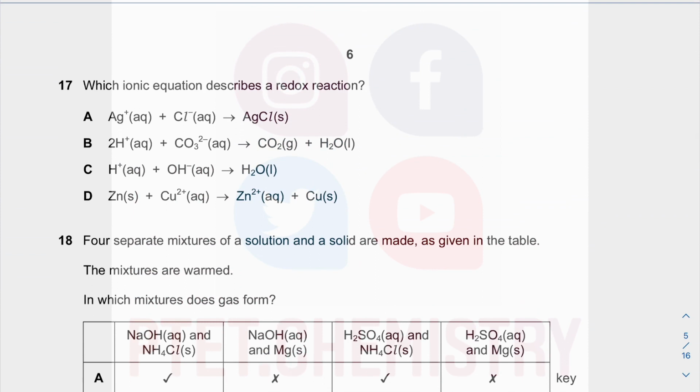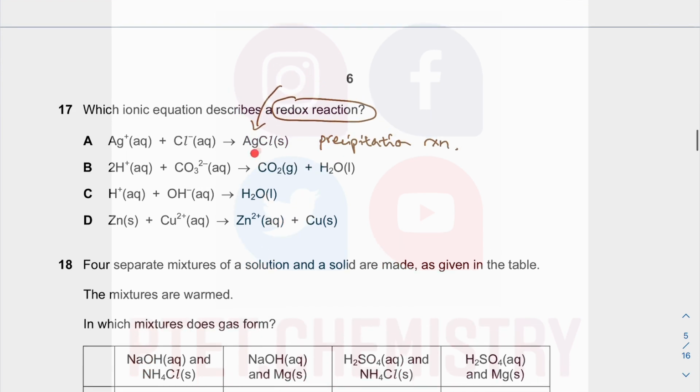Number 17, we are looking for a redox reaction. First of all, reaction A is a precipitation reaction. It is not a redox reaction because, even though oxidation number has been taken out from your syllabus, I hope your teachers would still have done oxidation number with you. You will know that AgCl still has Ag plus and Cl minus. They are still exactly the same. There is no change in oxidation number or the nature of the ion at all.